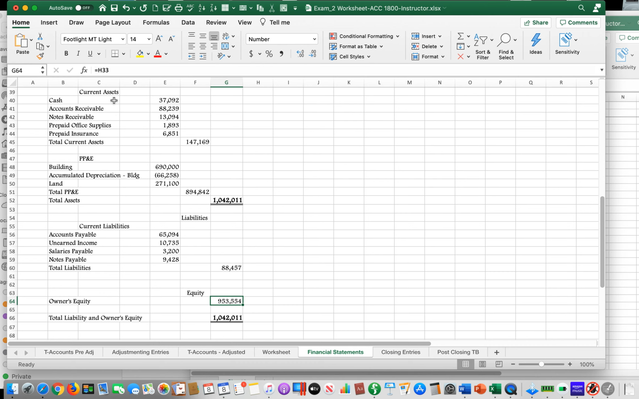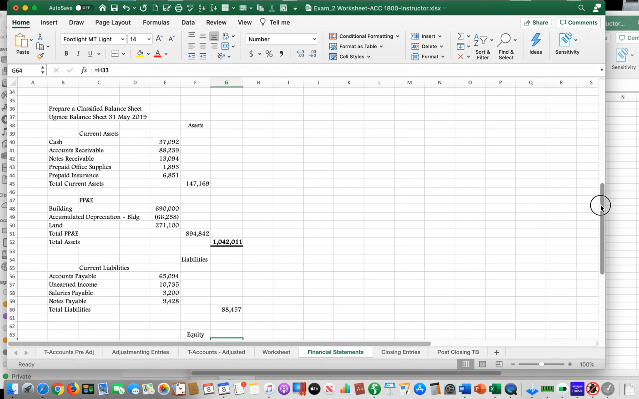Now notice this. Our assets are divided into current assets and PP&E, property, plant, and equipment. PP&E stands for property, plant, and equipment. In the olden days, they called it fixed assets, but PP&E is a more common term.